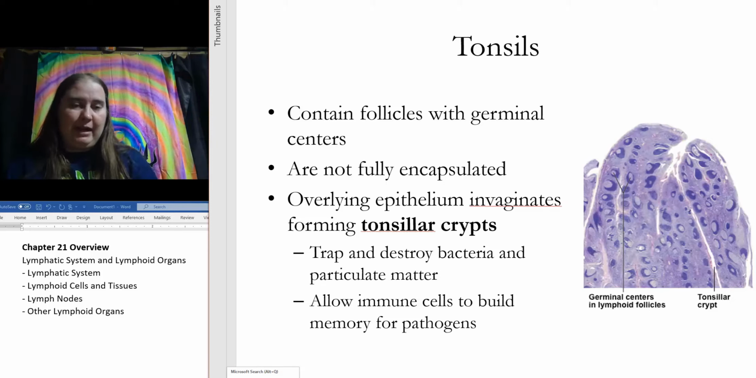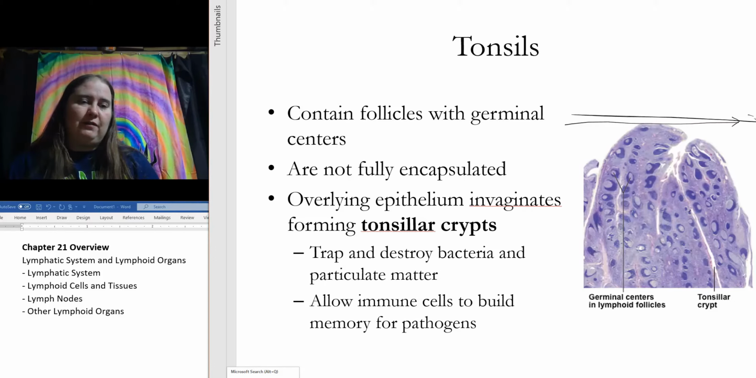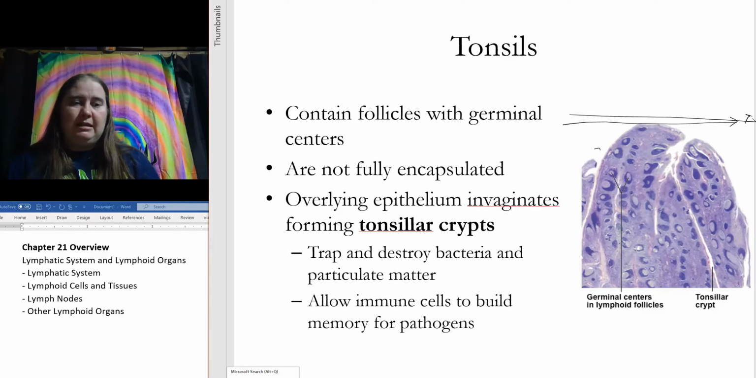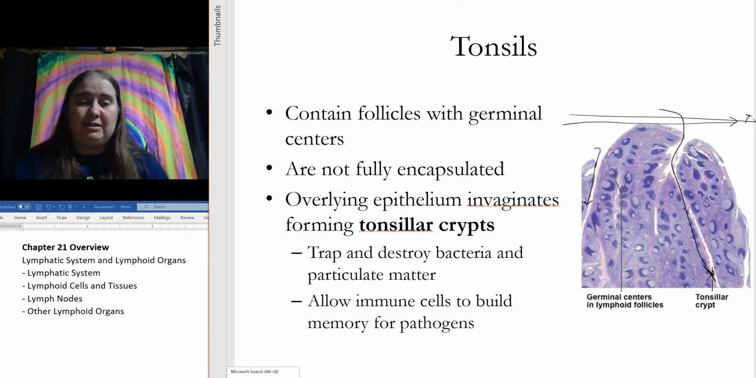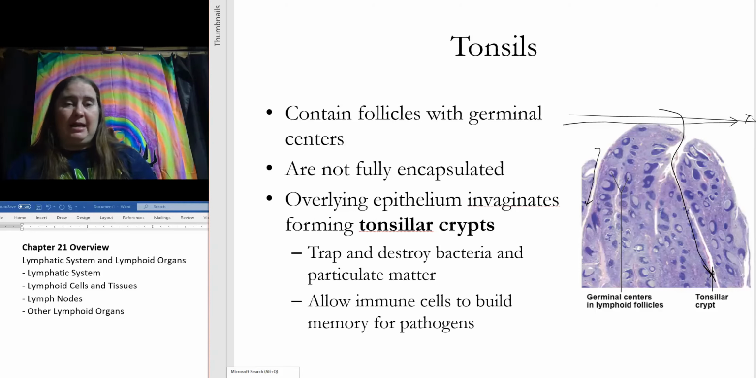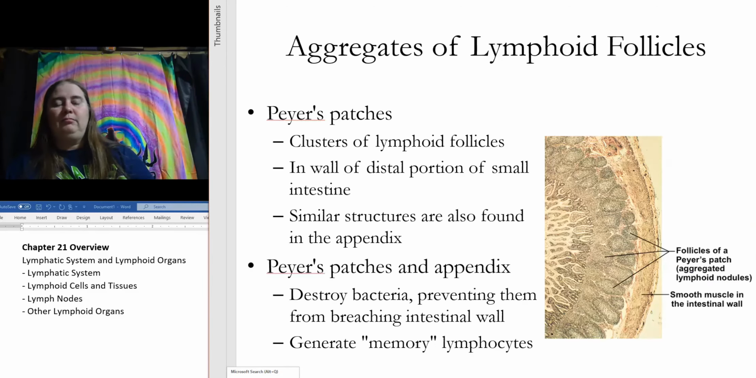But essentially what happens is, as food and air pass along the surface of this tonsil, these tonsillar crypts here, these structures that form deep crevices within the tonsillar structure, capture or catch these pathogens. And as these get trapped in there, they get destroyed by our immune system, but they also elicit an immune system response.